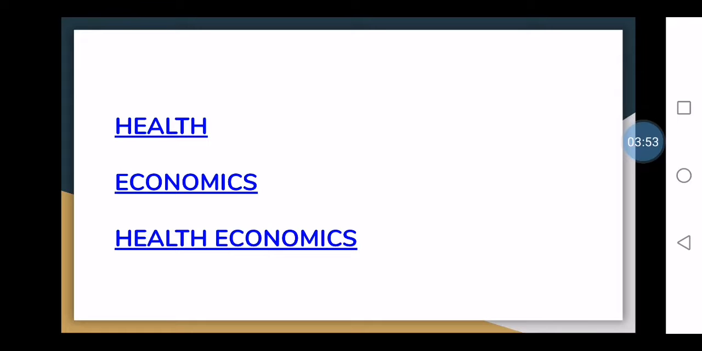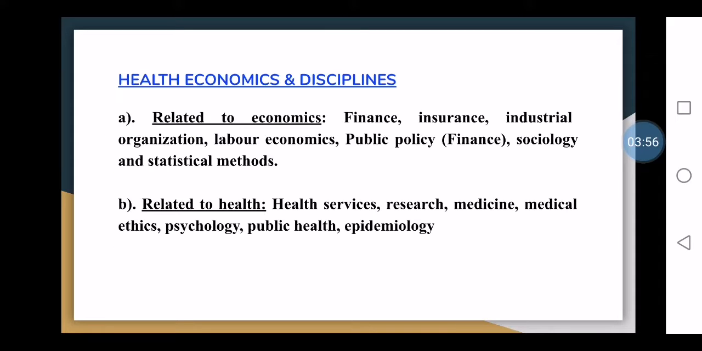So let us see what the disciplines in health economics are. When we look into the disciplines, there are two types. One discipline is related to economics and the other is related to health, as I have told from the word itself, health and economics. When we talk about economics, under health economics they study finance, insurance, industrial organization, labor economics, public policy making, that is, how the public sector handles finance, then sociology and the various statistical methods. All these things are highly related with economics.